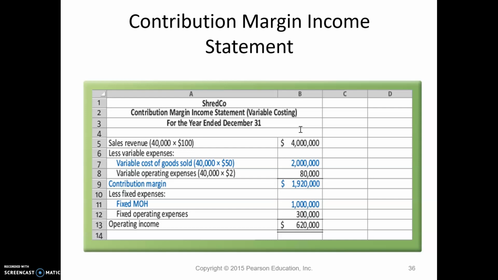So this is what the contribution margin statement looks like. We start with our sales revenue. We subtract all of our variable expenses. Sales revenue minus variable expenses gives you contribution margin. Contribution margin minus fixed expenses then gives you operating income.